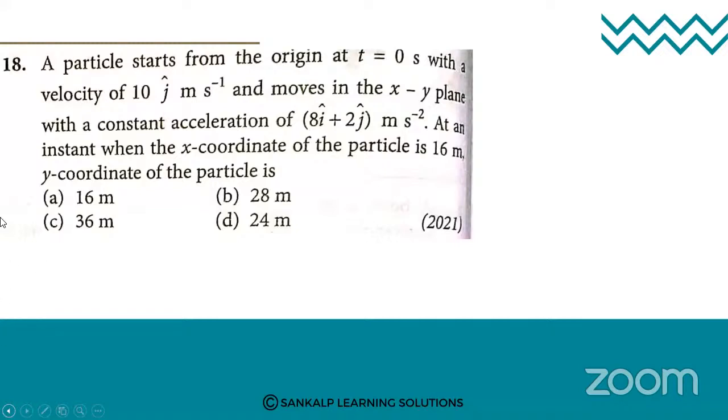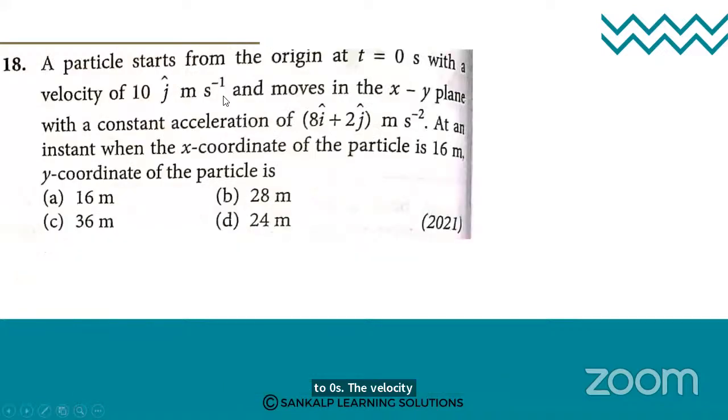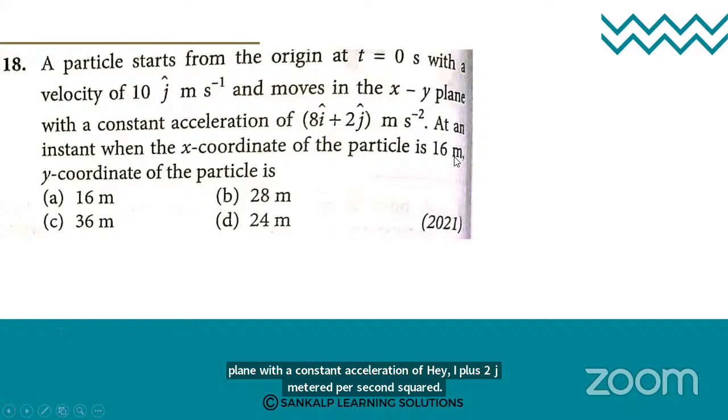Yes, a particle starts from the origin at t is equal to 0 seconds. The velocity of, without solving you are getting answers, and moves in a xy plane with a constant acceleration of 8i plus 2j meter per second square. At an instant when the x coordinate of the particle is 16 meter, y coordinate of the particle is.